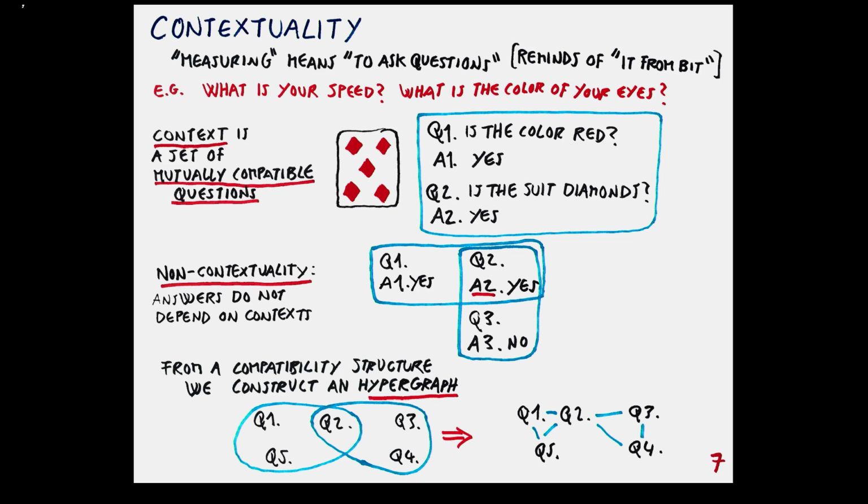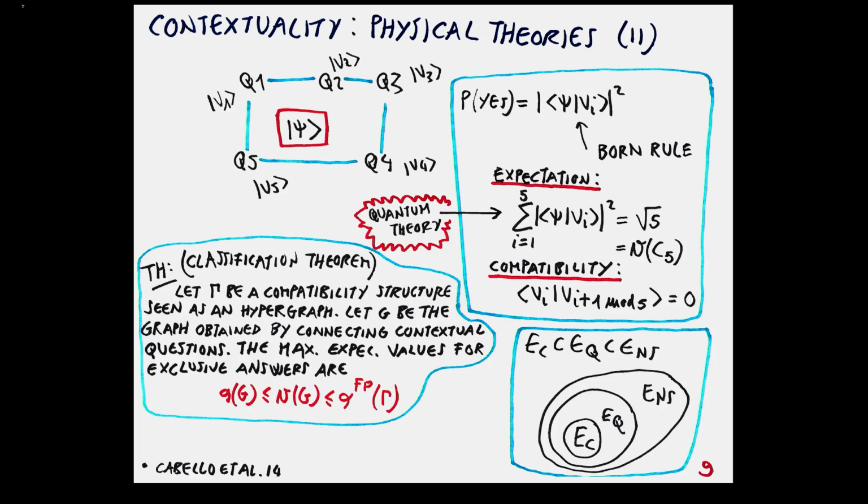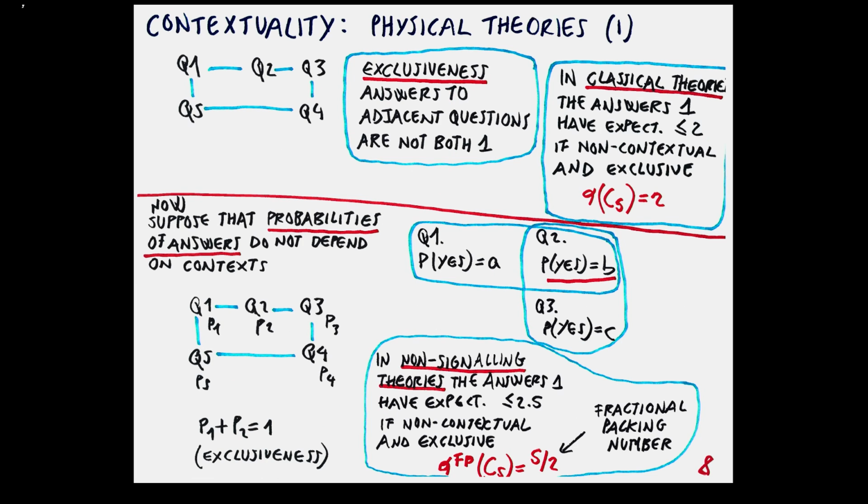So here, I have three questions that form a context, 2, 3, and 4, and three questions that form another context, 1, 2, and 5. So I connect together questions that belong to the same context. In this way, I construct a graph. Now here you see I have 2 cliques, of course. And here is a little bit of everything I want to say about contextuality in the last 2 slides.